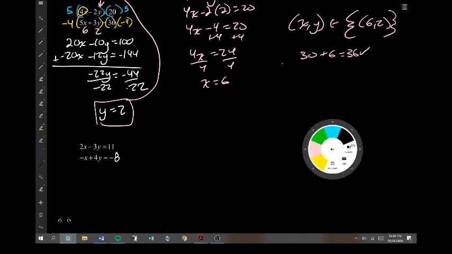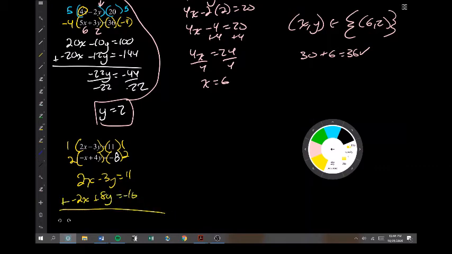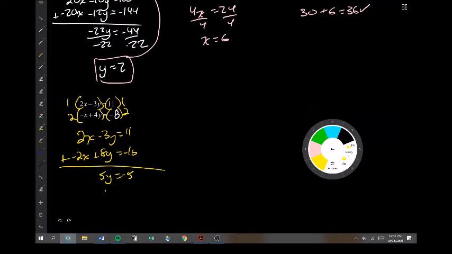Because of this negative 1 here, this is actually pretty simple to make work. I can just multiply this equation here by 2. It's like I'm multiplying the top equation by 1, because multiplying by 1 doesn't do anything. So I'm going to have 2x minus 3y equals 11, and negative 2x plus 8y equals negative 16. When I add these up, I'm going to get 5y equals negative 5, which clearly means that y equals negative 1. If y equals negative 1, plug it into one of the equations.